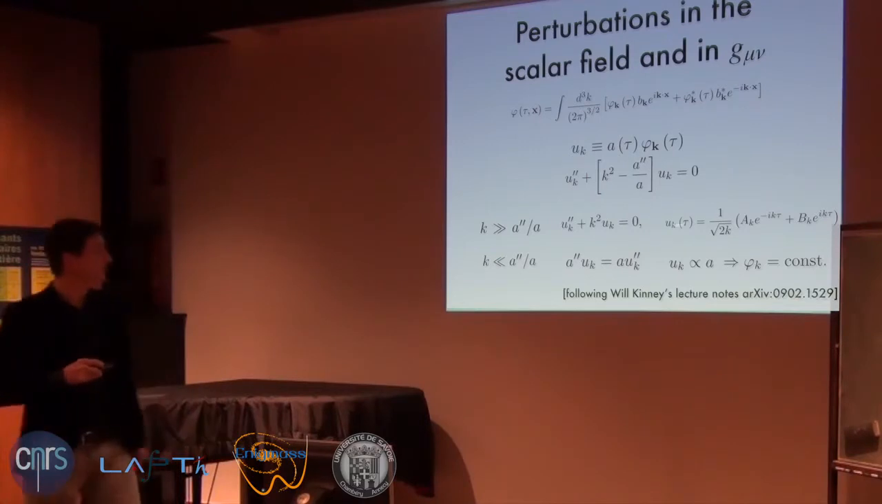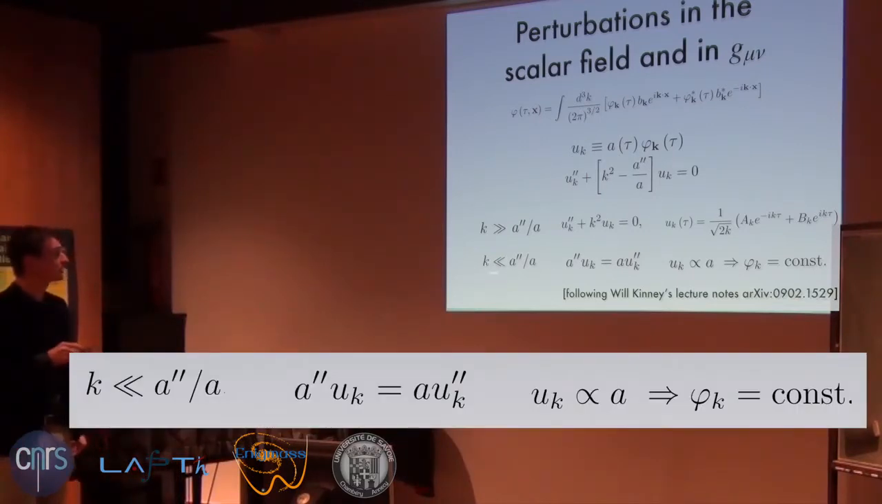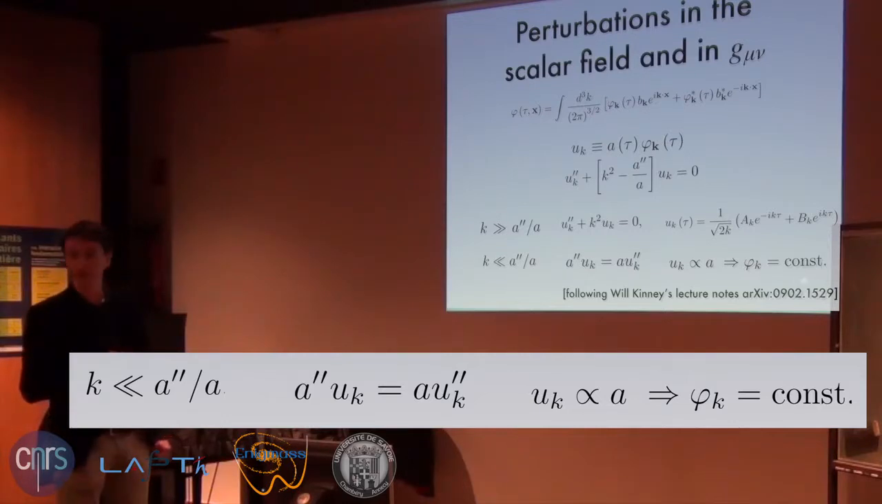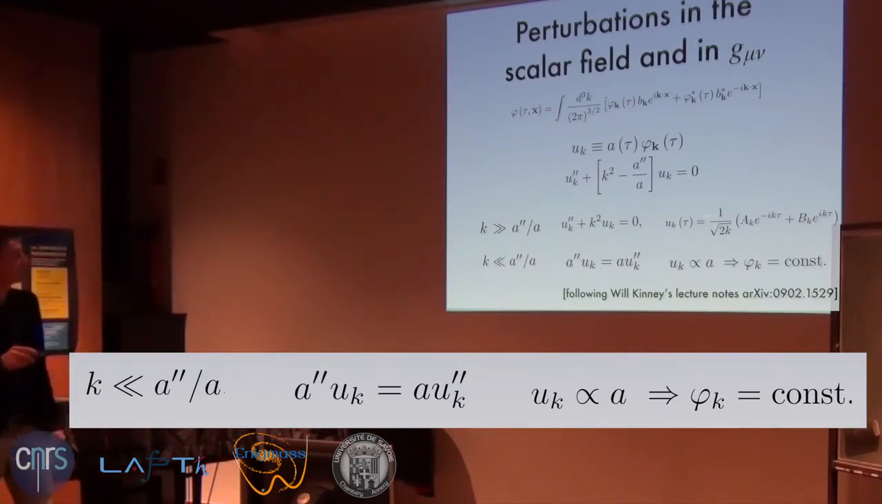The other limit of this equation is k much smaller than the Hubble friction term. We're looking at scales that are much larger than the energy scale of the expansion rate of the universe. There the solution is also simple, namely u scales as the scale factor. But remember that u scaling as the scale factor implies that the scalar field is constant. So the perturbation of inflation tells you that for ultraviolet modes you get a harmonic oscillator, and for very large modes you get a constant as a result.